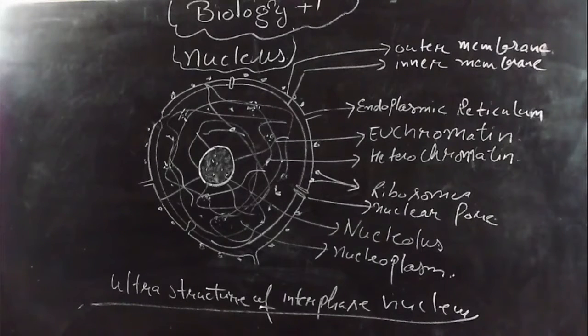First one is nuclear envelope, second nucleoplasm, third one is nuclear matrix, fourth is chromatin, and the fifth one is nucleolus. Done. The first one is nuclear envelope.